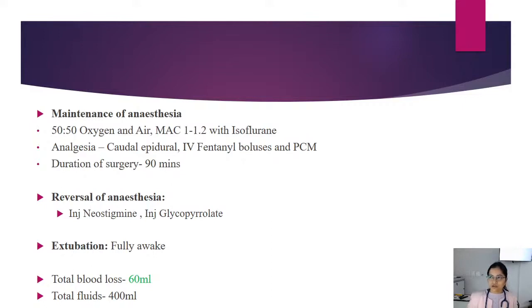For analgesia, a caudal epidural was given with 0.2% ropivacaine, and analgesia was also achieved with injection fentanyl boluses and paracetamol. Surgery lasted for 90 minutes, and anesthesia was reversed with neostigmine and glycopyrrolate. The child was extubated when she was fully awake to avoid airway obstruction in the post-operative period because of the large tongue. A total of 400 ml of fluids was given intraoperatively.